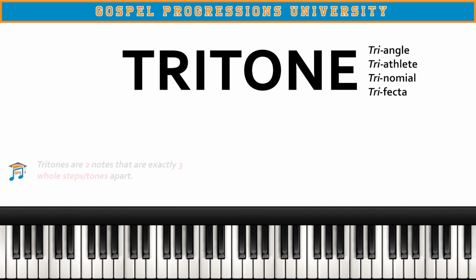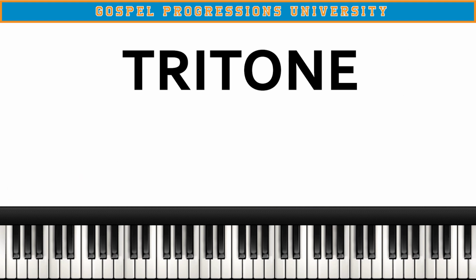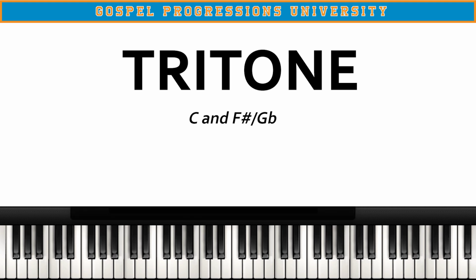So if we started from C, we ascend three whole steps. C to D, one step, D to E, two steps, and then we go from E to F sharp or G flat. Those are three steps. Here's your tritone. Now, what if we took this further and played three steps from F sharp, G flat?